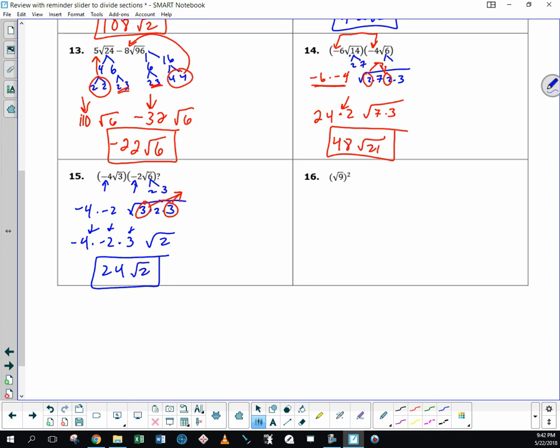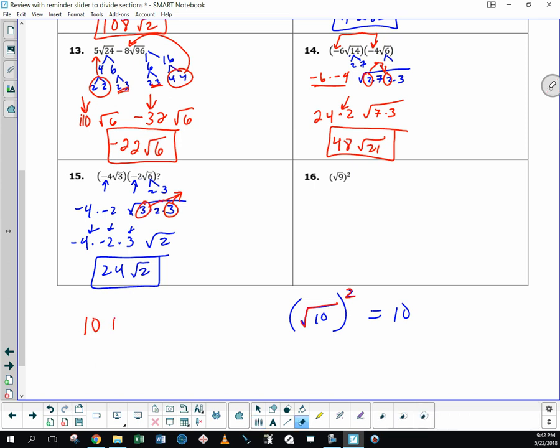Now I want to slow down on 16 for just a minute because I had some students in my class struggle on this. If I have the square root, and I'm totally making this problem up, so just watch. If I have the square root of 10 and I square it, this equals 10. The reason why I know that is because the opposite of a square root is squaring it.